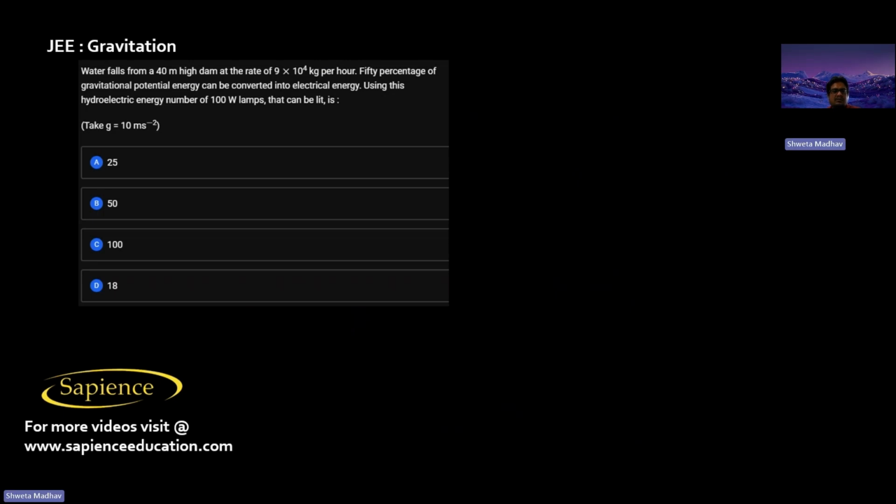Then it is told that water falls from a 40-meter high dam at the rate of 9 into 10 power 4 kg per hour. 50% of the gravitational potential energy can be converted into electrical energy. Using this hydroelectric energy, the number of 100-watt lamps that can be lit is?